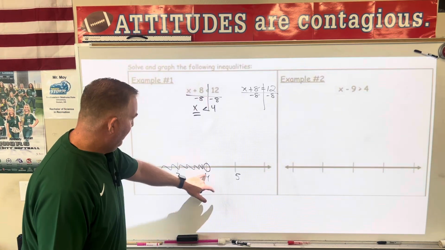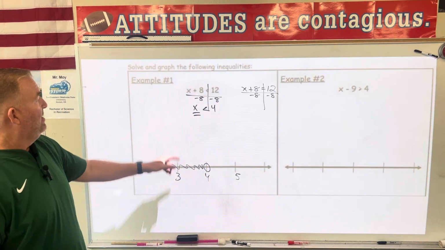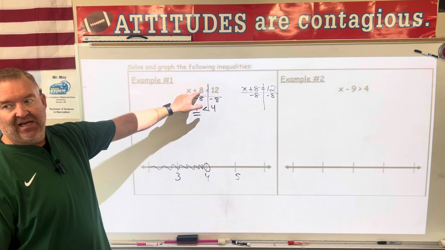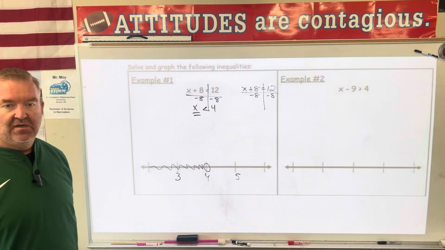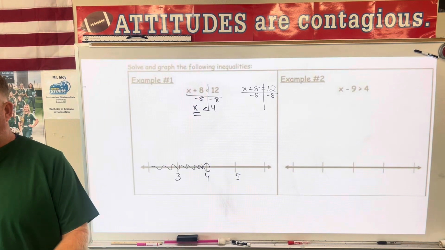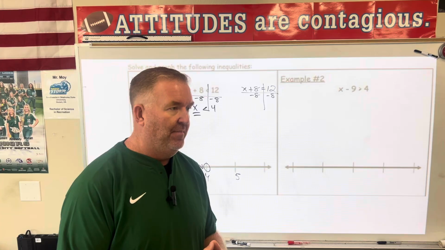Anything less than 4 will be true in that inequality. That's what we're trying to find, all the numbers that are true. You can go all the way down to negative whatever, negative 100. Negative 100 plus 8 would be negative 92. Is negative 92 less than 12? Yes, it is. So anything less than 4 will work in that inequality.